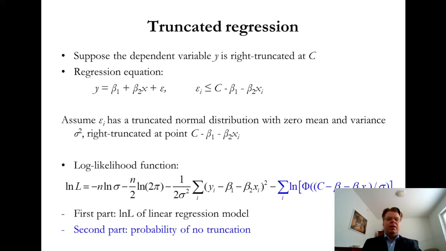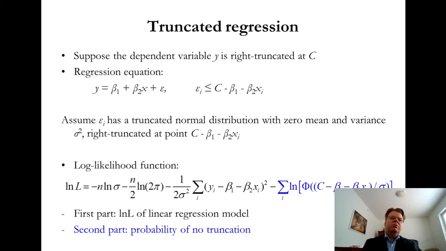So for that purpose, we again take, apart from the probit regression in some sense, this blue colored part. But now we model it so that we take these observations that were not truncated. So notice that this is now the probability of no truncation. So this blue part is again from this probit regression directly.